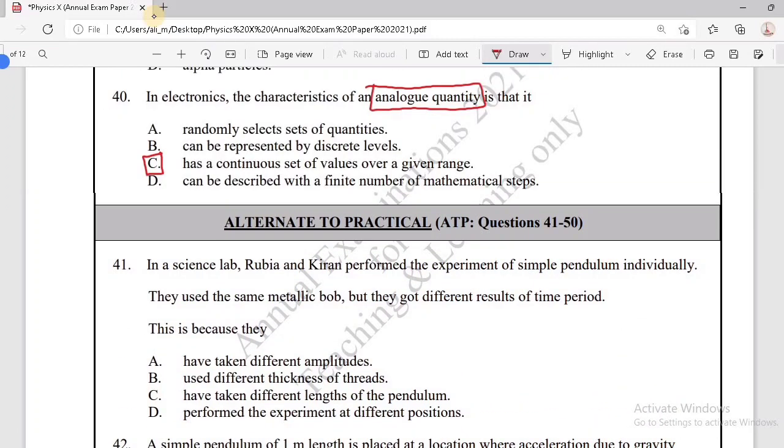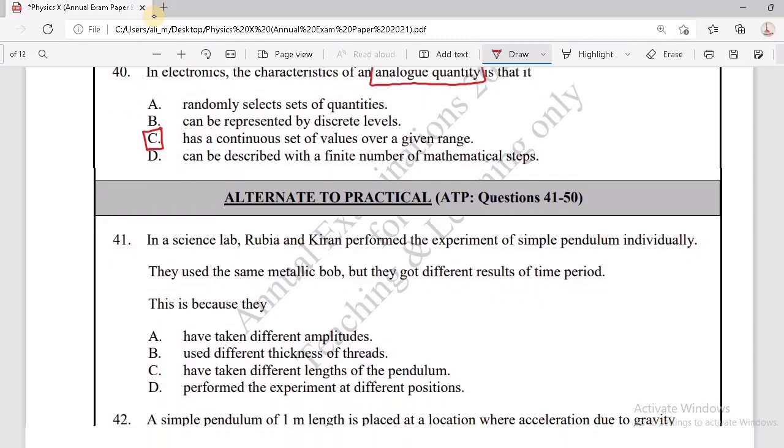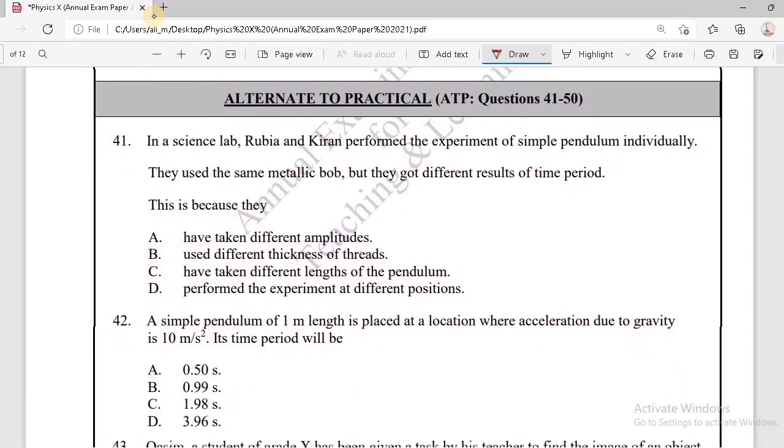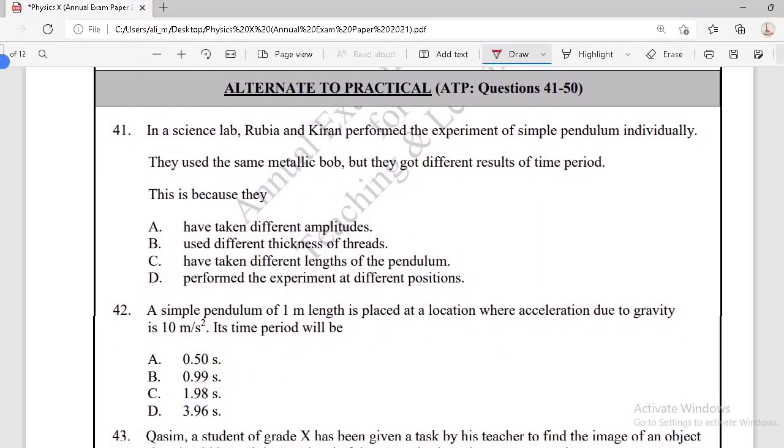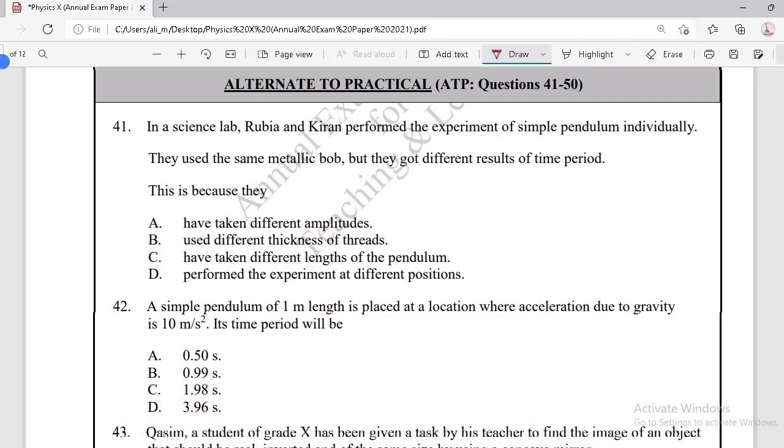So that was the end of our theory questions, in which we have a total of 40 MCQs. Then we have a last set of 10 MCQs that are related to our practicals, named as alternate to practicals. So first of all, we have the 41st question related to our practicals.